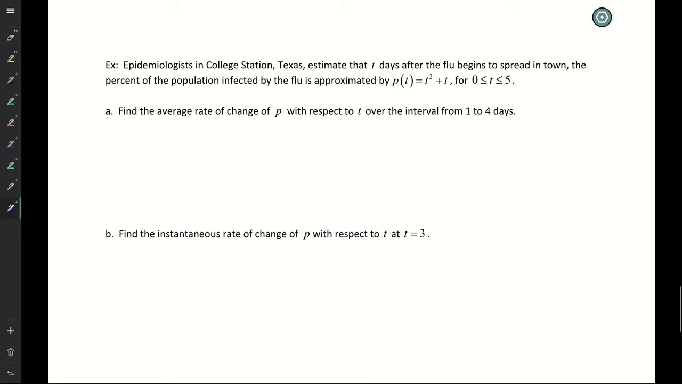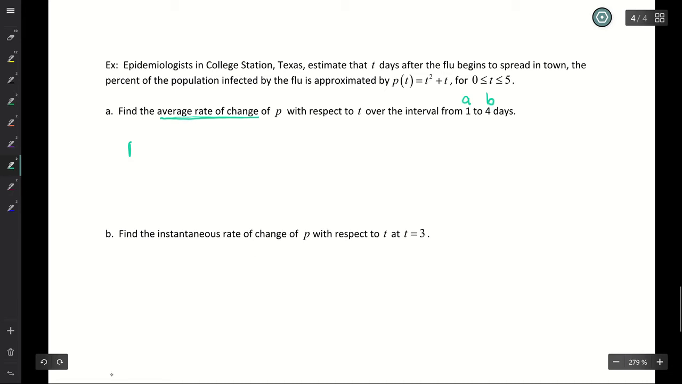Notice that 0 is included and 5 is included. The first part of this question says they want the average rate of change of P with respect to T over the interval from 1 to 4 days. So pay careful attention to your instructions as far as what they want you to find. They want you to find an average rate of change. An average rate of change is nothing more than a slope. So you're not going to have the limit on this type of problem. Remember here that my small value is my A, my big value is my B.